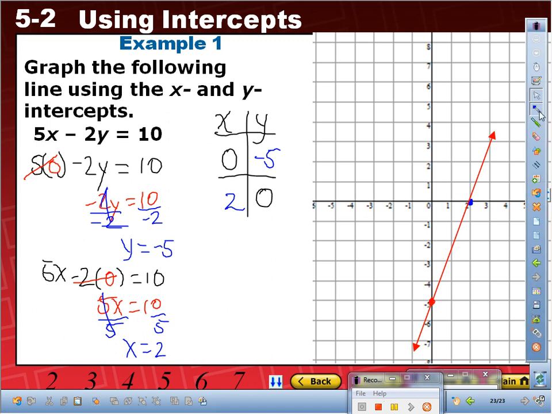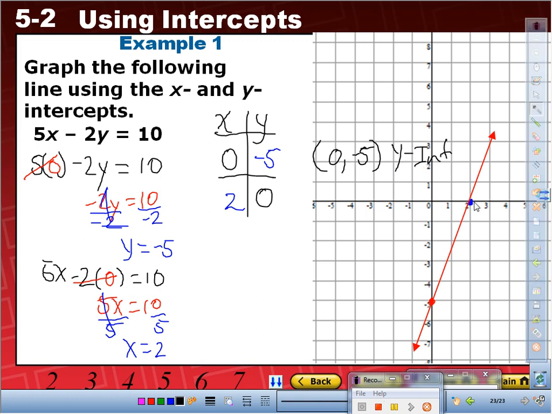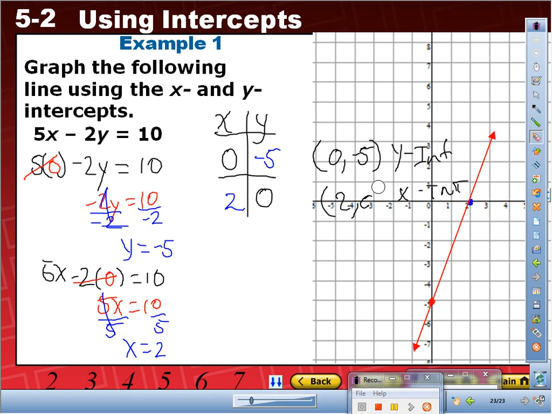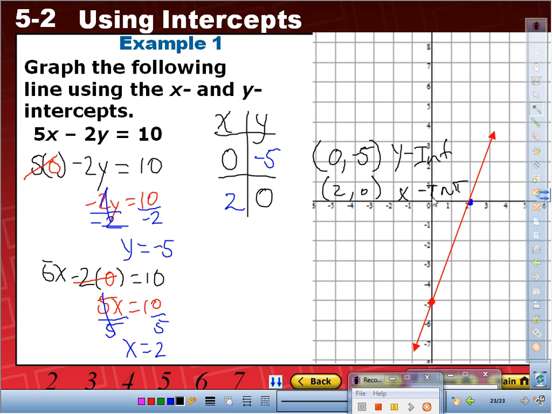So now, check this out. One last thing. To write my ordered pair, what is my ordered pair for this one? 0, negative 5. And where's that at? Right here. And that's the y-intercept. What is my ordered pair for this one? 2, 0. And that's my x-intercept. Copy that, please. Let me rewrite this ordered pair a little bit higher because it's in between right there, the X. 2, 0, X-intercept.